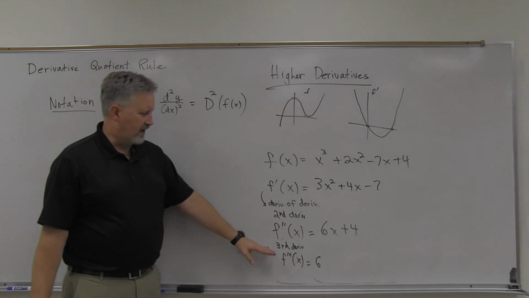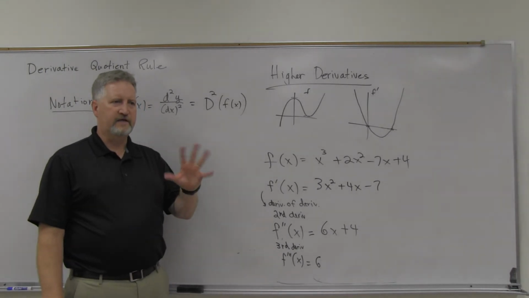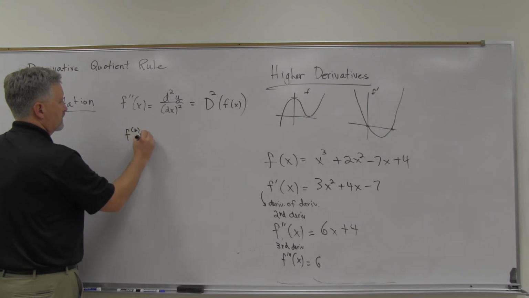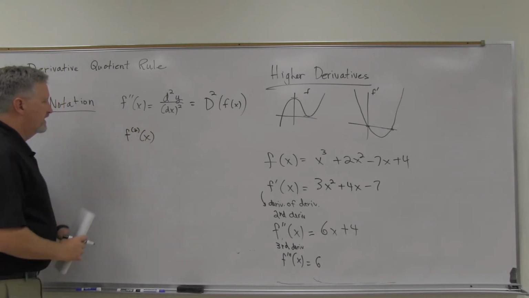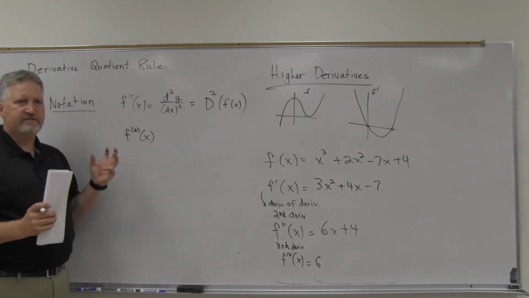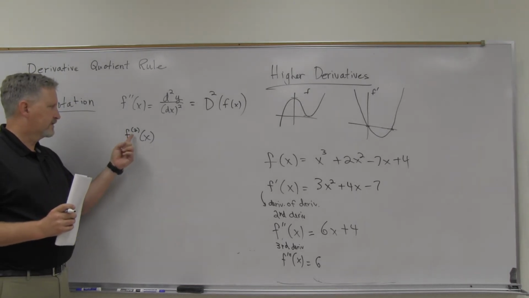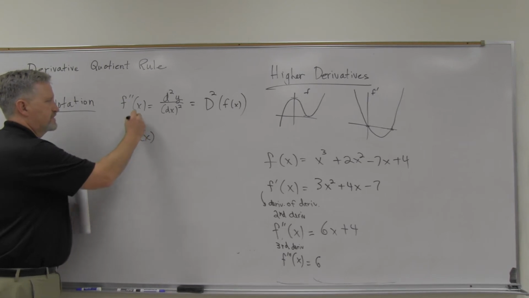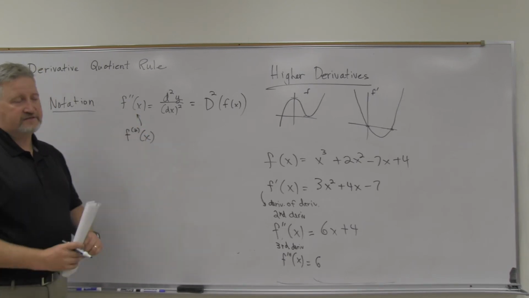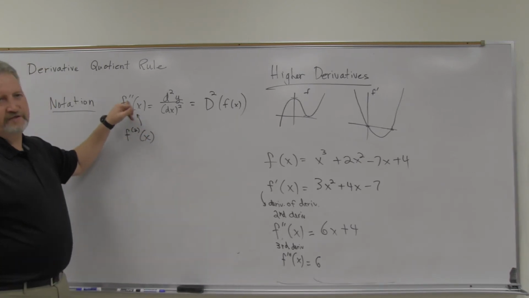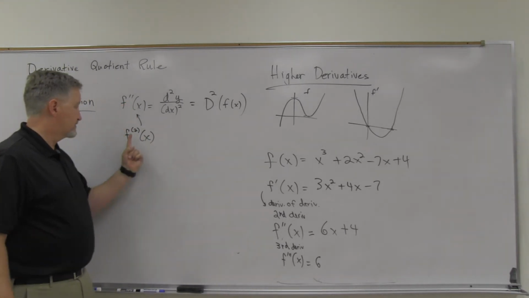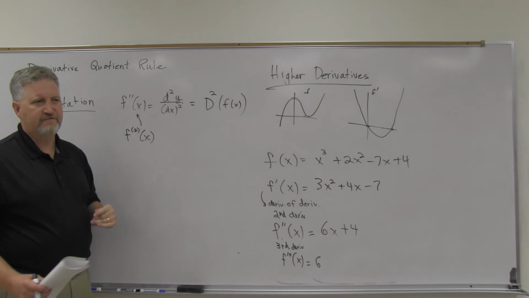Just so you know, after the fourth derivative, here's the one they kind of use. It looks like a power, but it's in parentheses. That typically means your second derivative, and we usually use that for second derivative, but for fourth derivative, fifth derivative, you'll see it more like this. So just FYI.